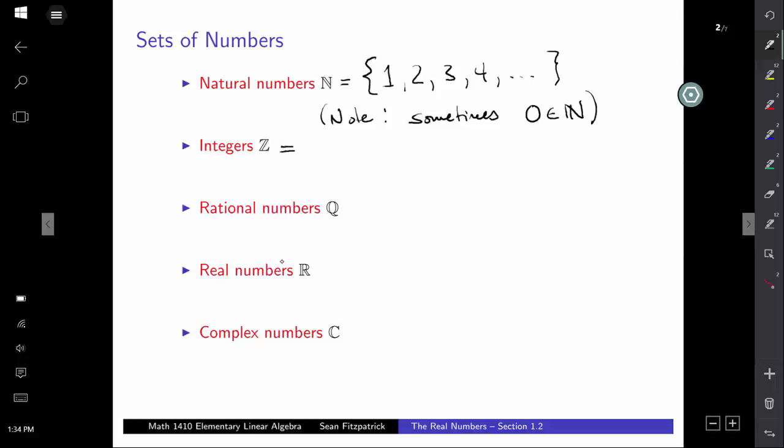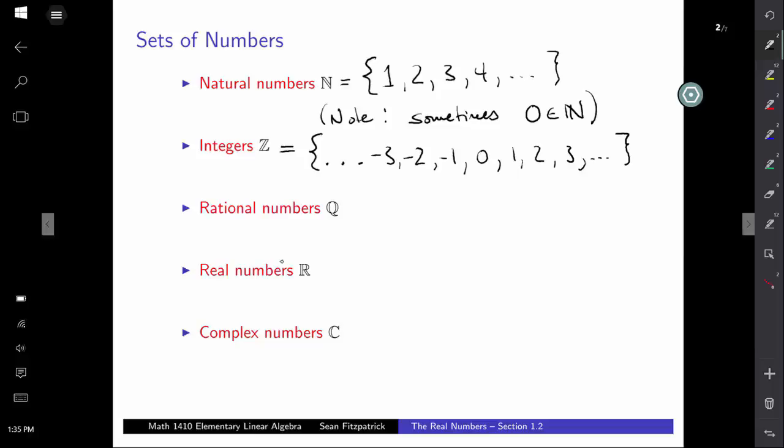Now, the integers are what you get if you take the natural numbers and you extend them so that you include 0 and you also include the negative numbers. So minus 3, minus 2, minus 1, 0, 1, 2, 3, and so on. So you have both positive and negative whole numbers, plus 0. Those together make up the integers.